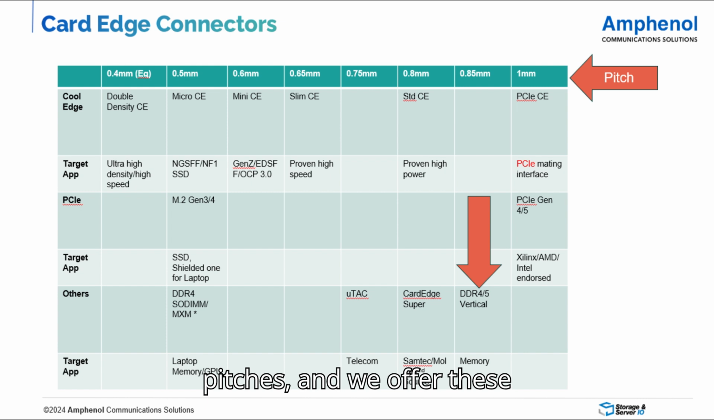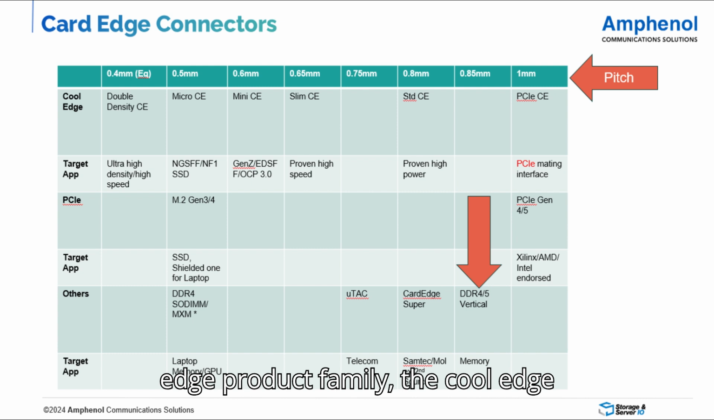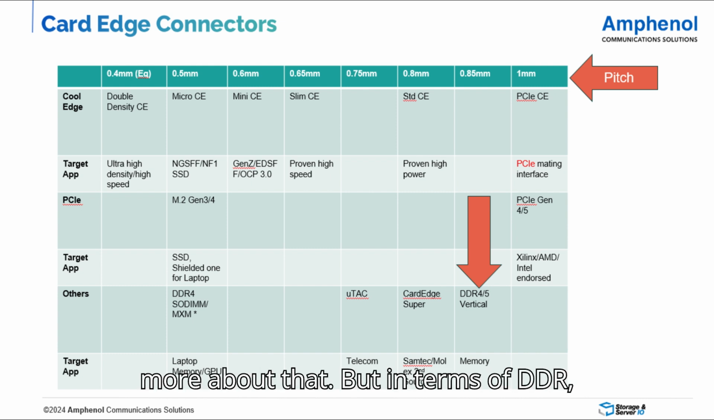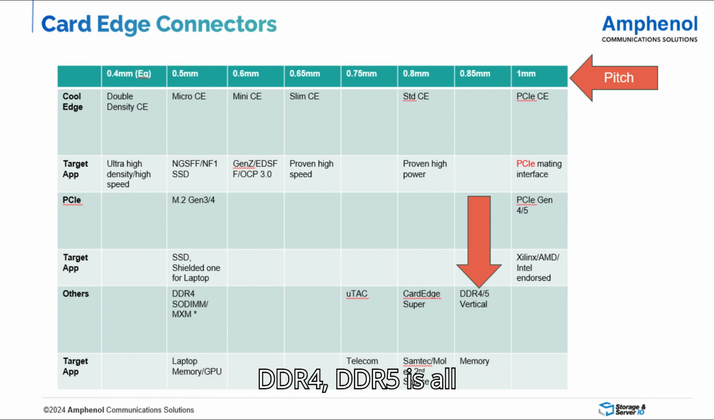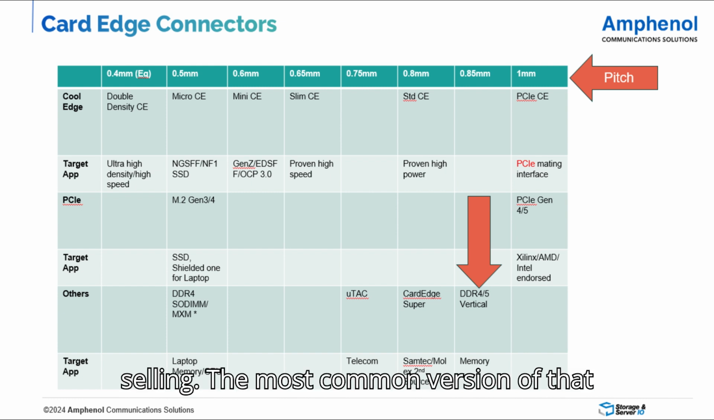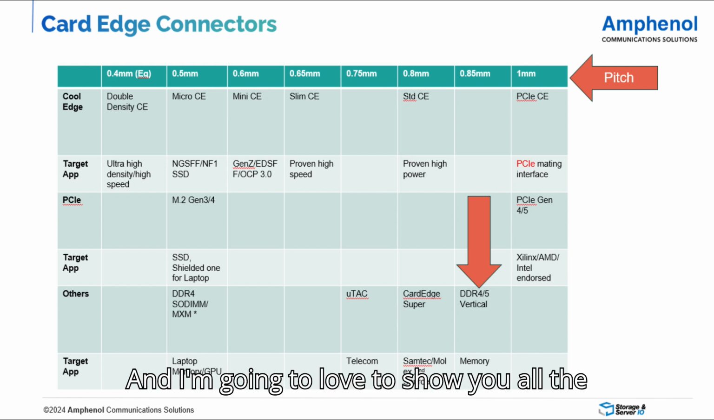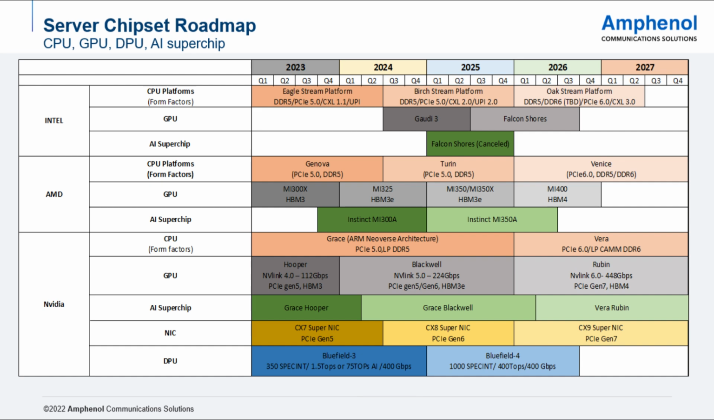And we offer these products, we call our card edge product family the Cool Edge product family. And we'd love to talk more about that. But in terms of DDR, right now we're selling all of our DDR4, and DDR5 is all selling. The most common version of that is a vertical orientation. And I'm going to love to show you all the different things that we have for DDRs.